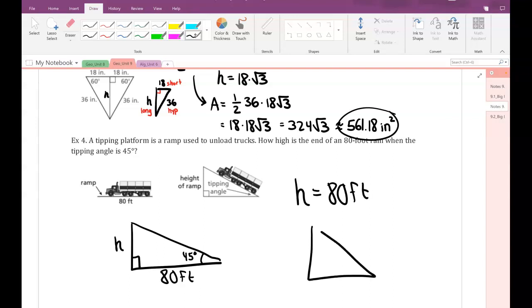Because in a 45-45-90, we have this. This is what was on the front page: x, x, and x times the square root of 2. So we could even go to find the length. It'd be 80 square root of 2 for the length of our hypotenuse.